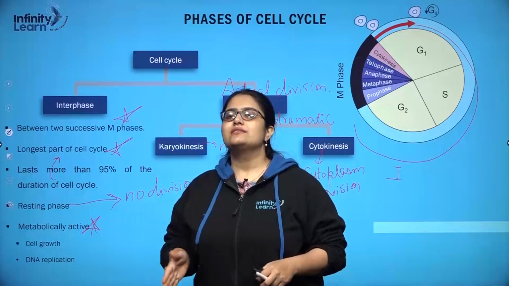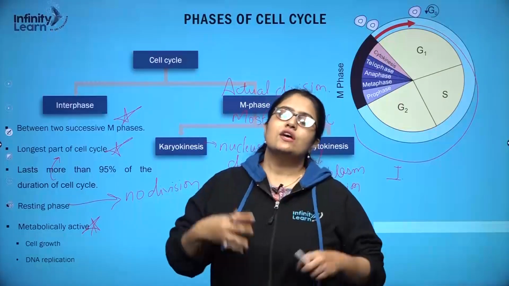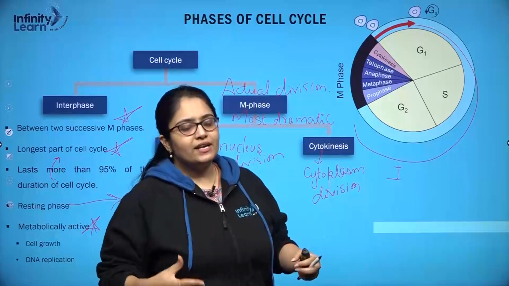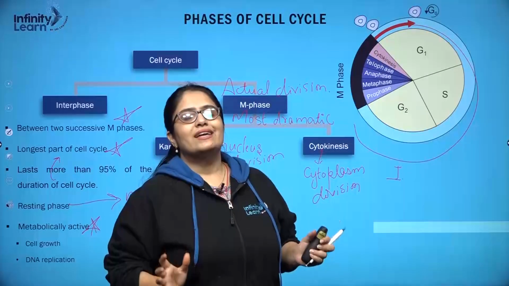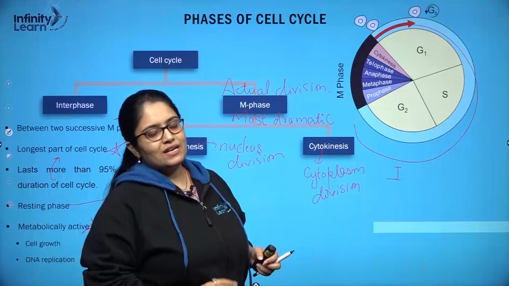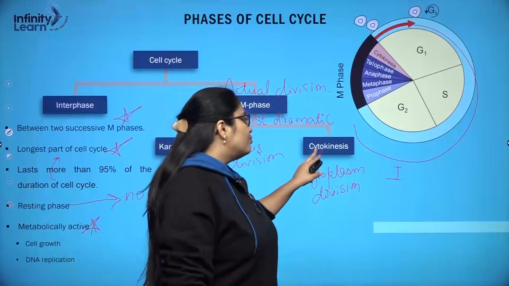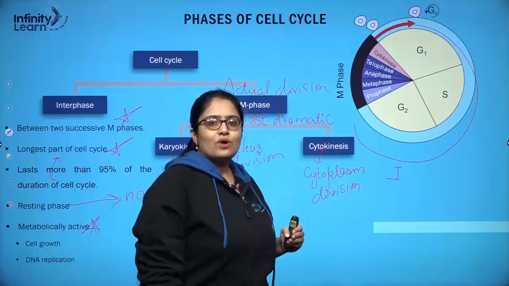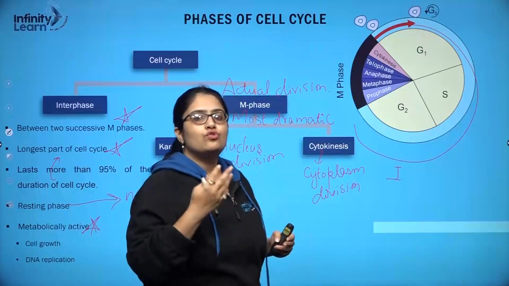Usually, karyokinesis is followed by cytokinesis, where the cytoplasm also splits and the two daughter nuclei get surrounded by the respective cytoplasm, leading to formation of two daughter cells. So, at the end of cytokinesis, there will be formation of two daughter cells.